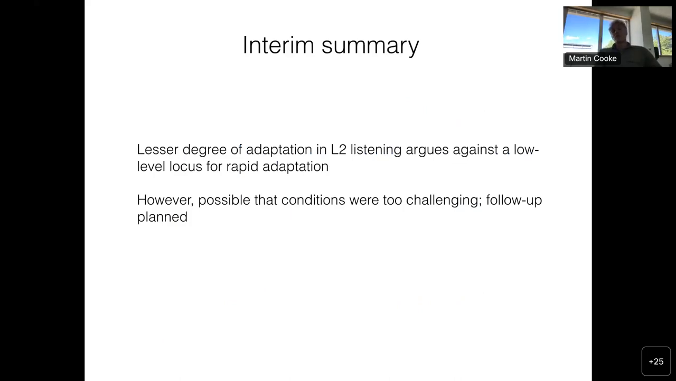One possible confound here is that we still didn't get the conditions at a similar level as native speech. It's actually quite difficult to pilot experiments like this, because you want the initial performance to be pretty low. You want to see lots of adaptation. So in a sense, what we were doing this time was a bit of a pilot. So we're going to run it again with slightly easier conditions for second language learners.